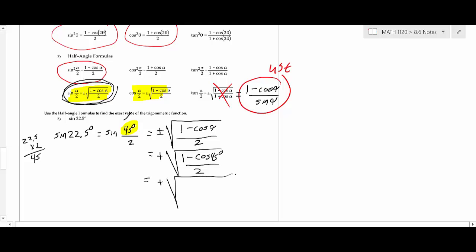Do you guys have cosine of 45 memorized by now? I hope so. What is it? Square root of 2 over 2. Usually by now students know that. Piece of cake. That's good. So that's 1 minus square root of 2 over 2, all over 2.